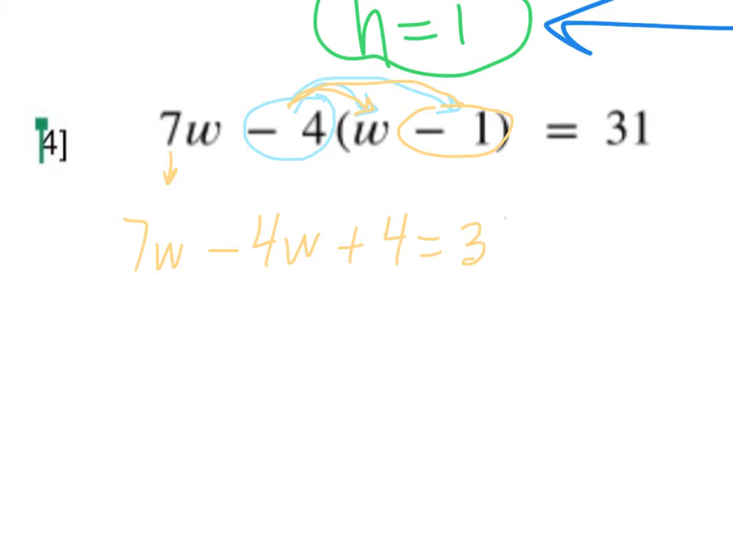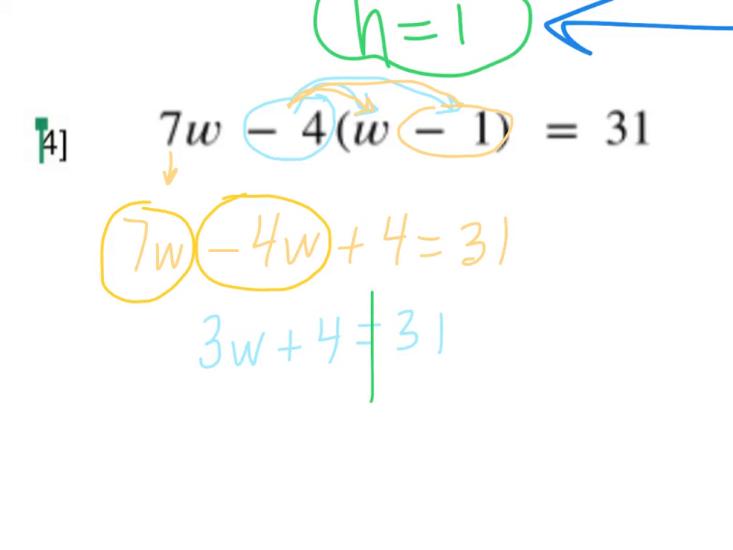Okay, so I'm bringing everything else down. Now, combine like terms. So 7w minus 4w, those are the like terms. That equals 3w. And now I've got it to a two-step equation. Use inverse operations. Get rid of addition first by using subtraction. We're trying to isolate that variable.